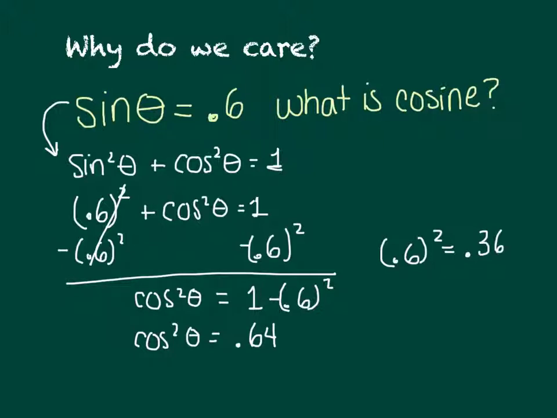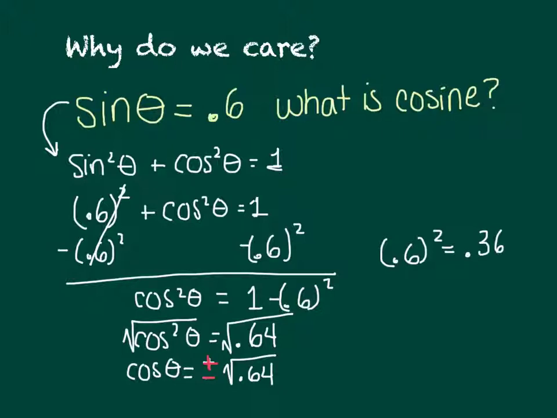Well, I wanted the cosine, but now I have the cosine squared. So to undo that square, of course, I'm going to take the square root. But as I hope you remember from the quadratics unit, whenever I take the square root like that, I actually have to insert this plus or minus. There's two values that could give us that cosine squared. So plus or minus the square root of 0.64.